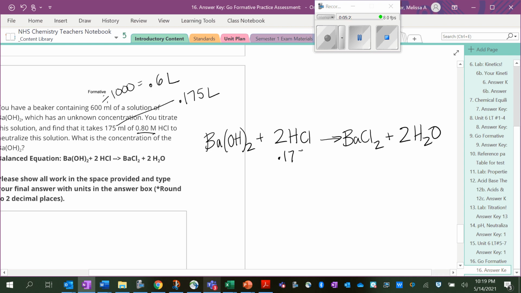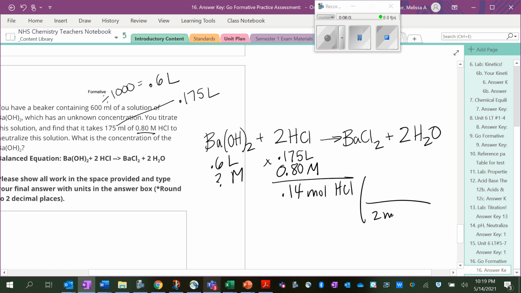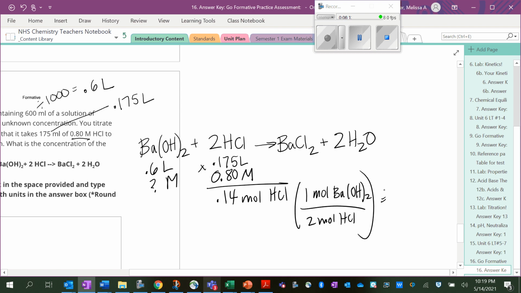So let's write what we've got. We've got 0.175 liters, and the concentration is 0.8 molar. And we know we had to add 0.6 liters. We don't know the concentration. So first step, multiply our two knowns to get how many moles. So 0.175 times 0.8. That's 0.14 moles of HCl, okay? For every 2 moles of HCl, it's neutralizing 1 mole of BaOH2. So essentially we're dividing by 2 here.